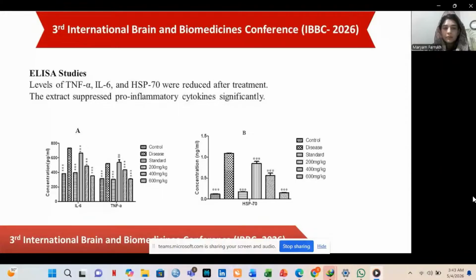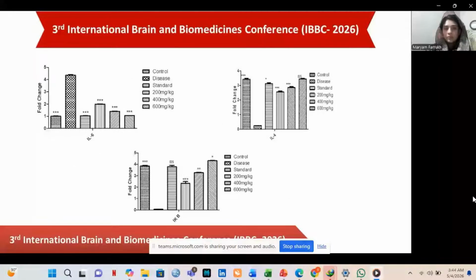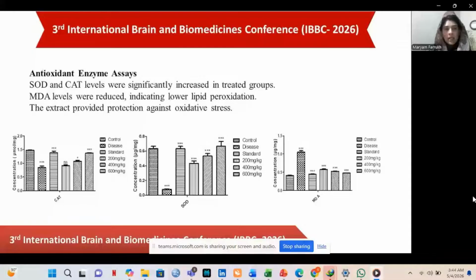Next are the results of RT-PCR studies. The gene expression was analyzed through the RT-PCR studies. Pro-inflammatory markers such as TNF-alpha, COX2, IL-1 beta, and NF-kappa B were downregulated, while the anti-inflammatory genes such as IL-4 and IkB-alpha were upregulated. The results are shown in the form of graphs. Next are the results of antioxidant enzyme assay. SOD and CAT levels were significantly increased in the treatment group, while on the other side, MDA level was reduced significantly, indicating the lower lipid peroxidation.